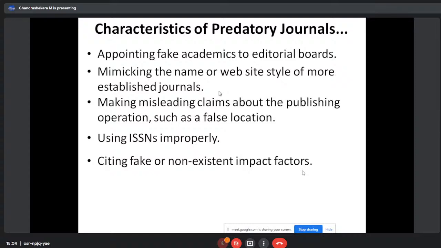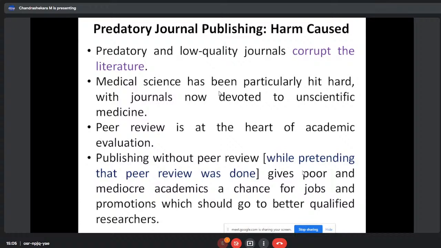Making misleading claims about the publishing place, such as a false location. Location also they are not giving, so they are putting international. Using ISSNs improperly, citing fake or non-existent impact factors, because a genuine impact factor is never that precise, like 6.57. It is not like that, 6.57, okay.